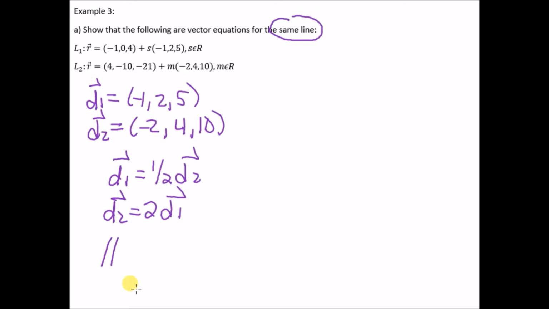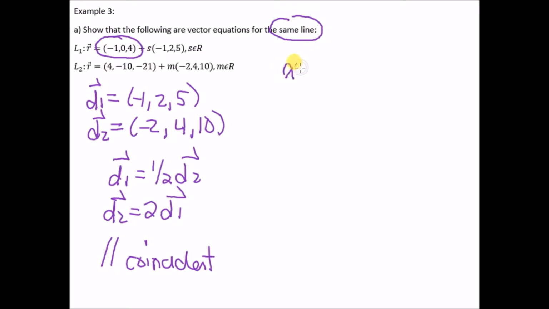Now what we want to do is prove that they are coincident. That just means that they're exactly the same lines. They lie right on top of one another. So what we can do is take the point from the first line and sub it into the parametric equations of the second line, or vice versa, because both of these points should satisfy both equations if they're the same line.